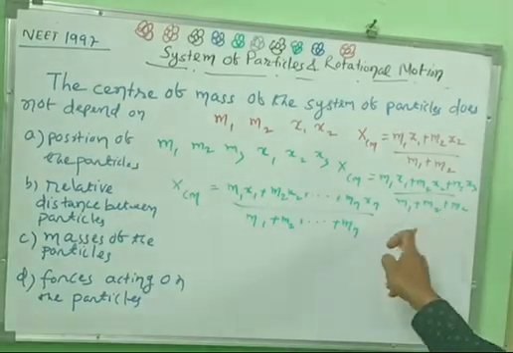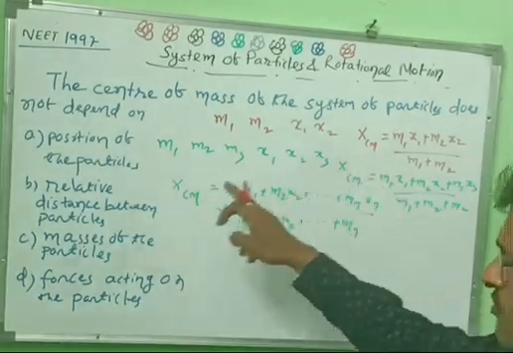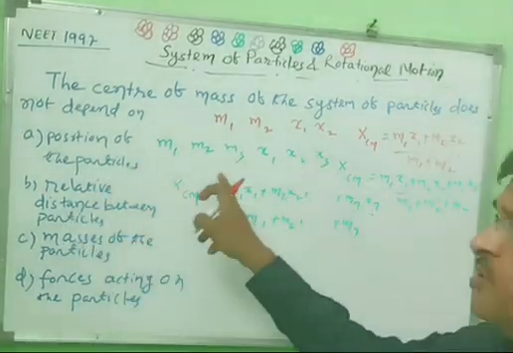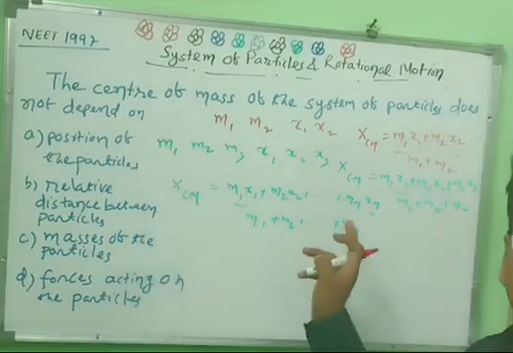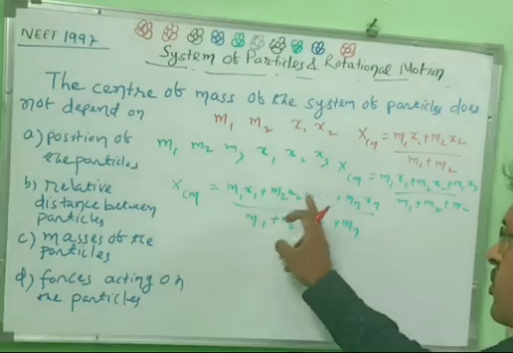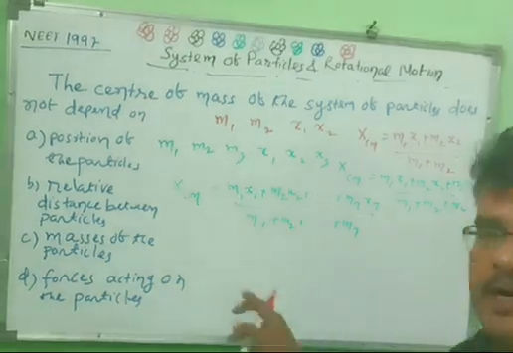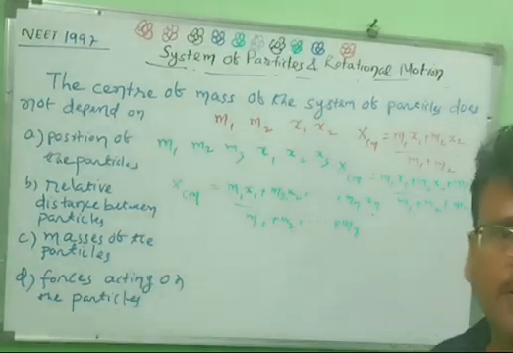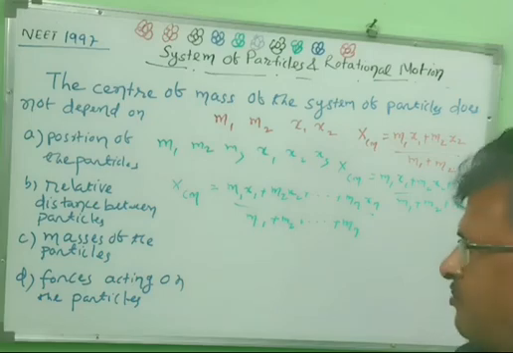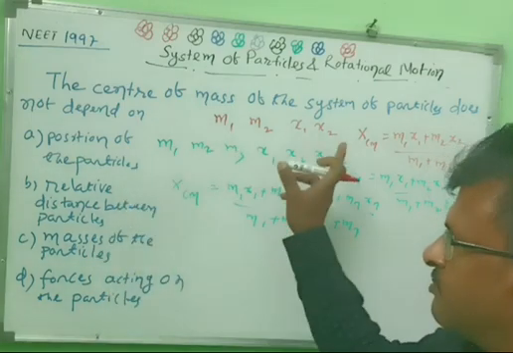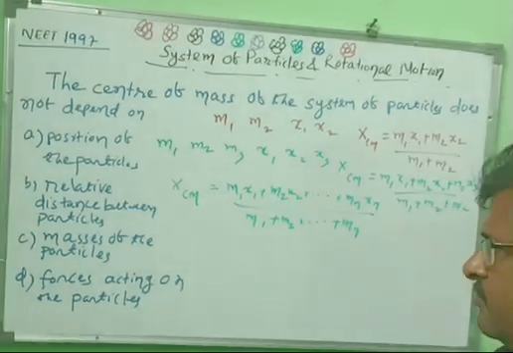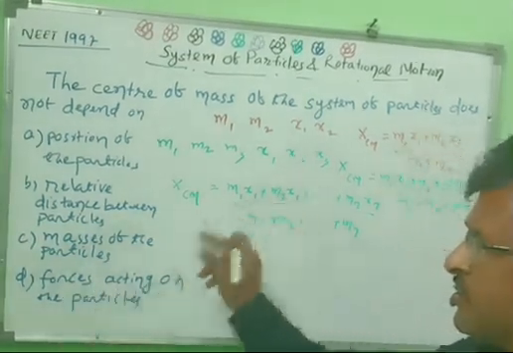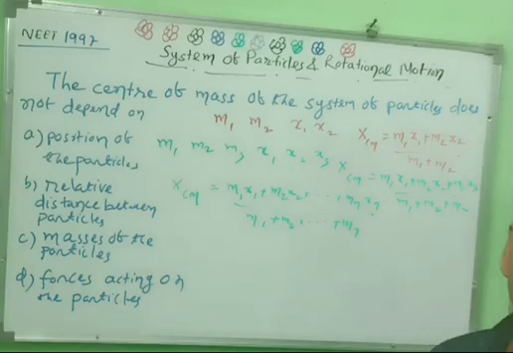Also it is very clear that this depends upon the position of the particles, the position vectors x1, x2, etc. And these are also related to each other: x1, x2, x3 and xn all are related to each other. That's why the center of mass also depends upon the relative distance between the particles, but it does not depend upon the forces acting on the particles.